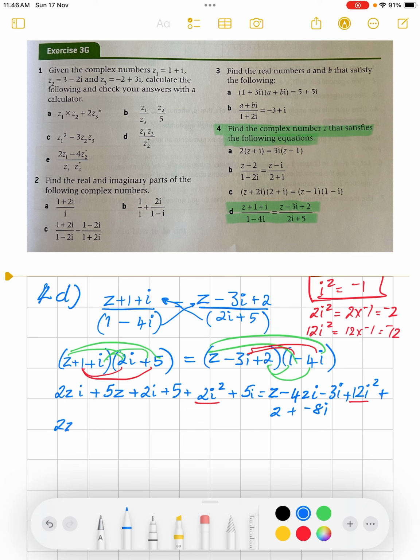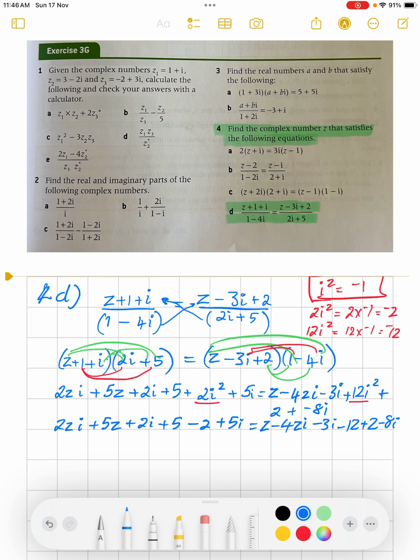So we've got 2zi, 5z, 2i plus 5. We'll change this to a minus 2 plus 5i equals z minus 4zi minus 3i. We'll change this next term to minus 12. We've still got the plus 2 and the minus 8i.